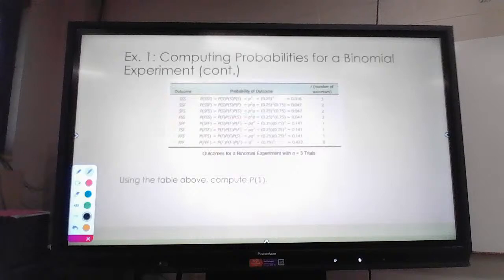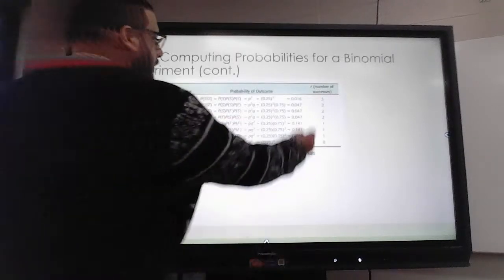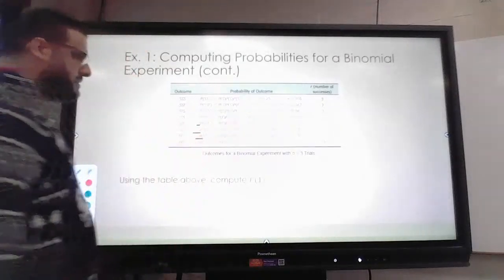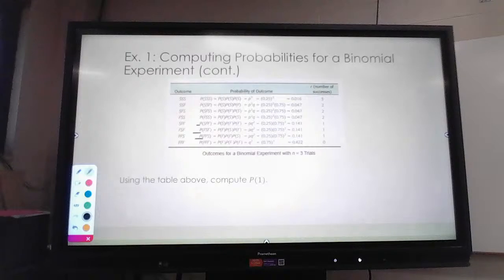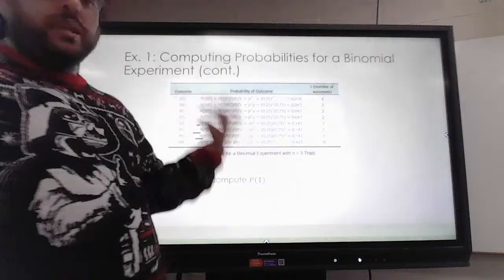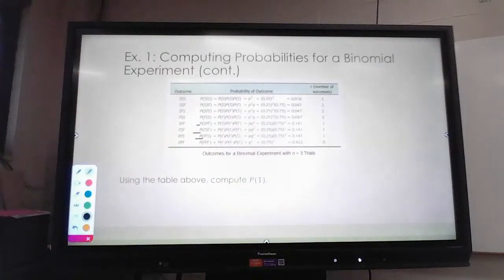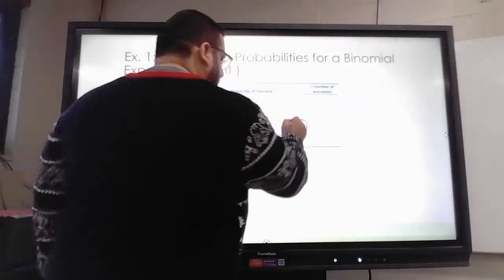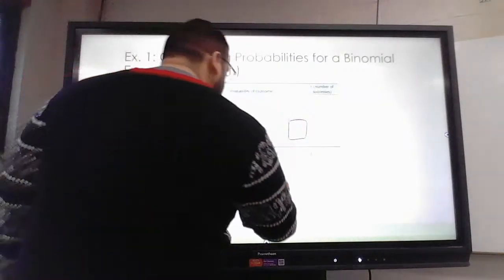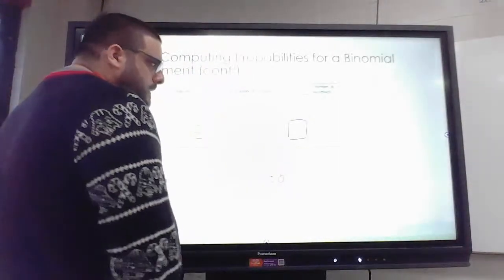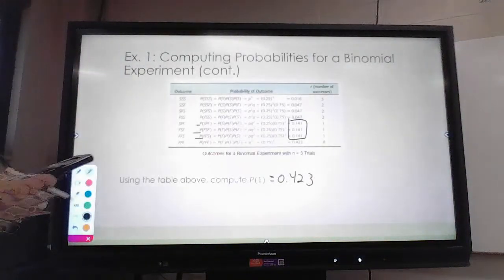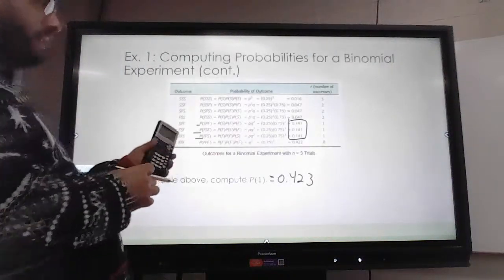Using the table above, compute P of 1. So 1 is our value of R. Now, in order to get 1 success, I either have to get this, or this, or this. The key word here is or. If I get SFF, that doesn't mean I get FSF at the same time. So that's a good thing for us, because that shows that these events are mutually exclusive. So I just have to add all 3 of these together. So 0.141 plus 0.141 plus 0.141 gives me a value of 0.423. I'm going to put it in my calculator just to make sure. That's 0.423. Yes, that's right.